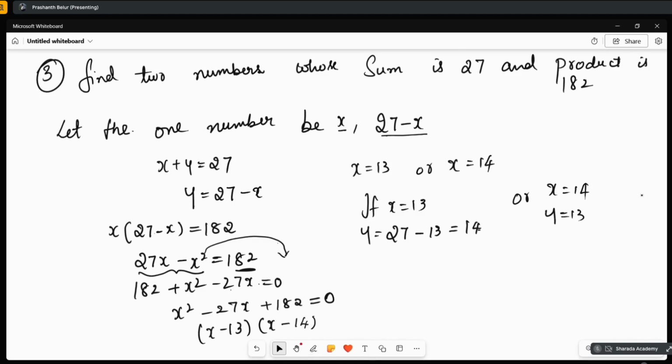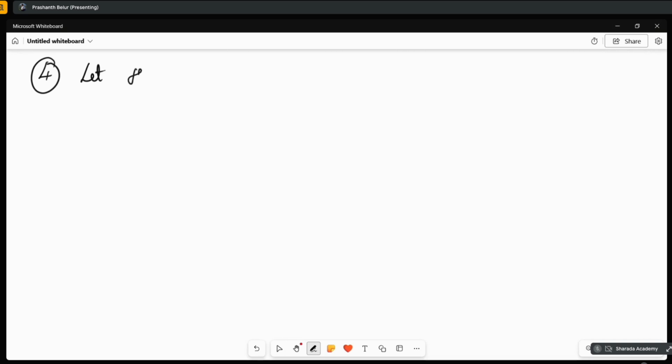Anyway, you have to first specify one number as x, the other as 27 minus x, some statements you have to write. At the end, don't forget to write the conclusion. That is, write the two numbers are 13 and 14.